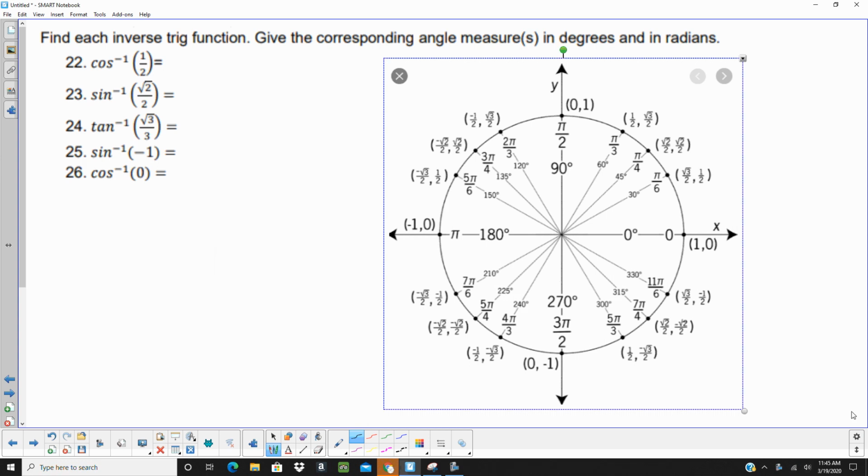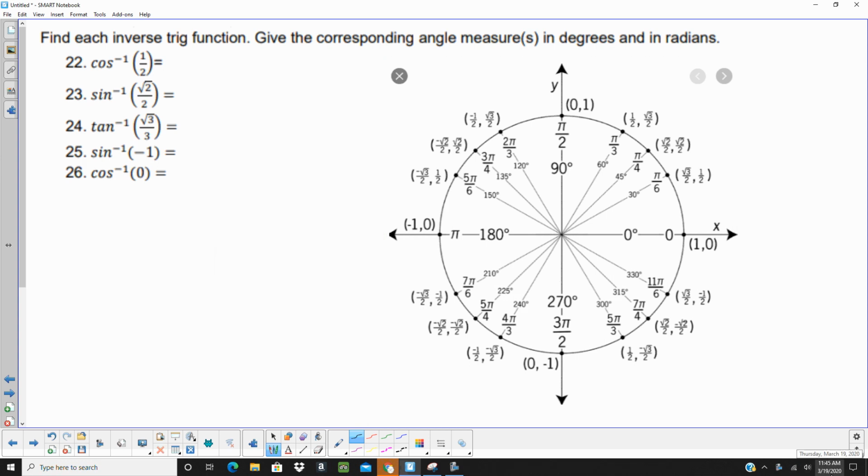All right, welcome back. This is part 2 of the video, lesson number 3, the review. Problems 22 through 26 look a lot harder than they really are. It's just asking you to find what the angle measurement is. You want to give it in degrees and radians.